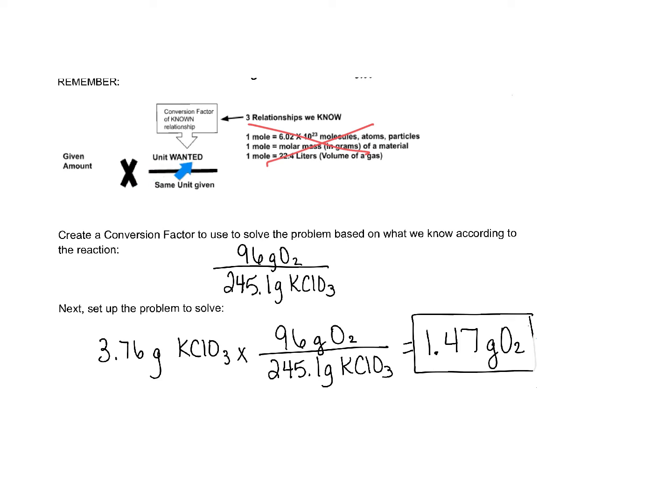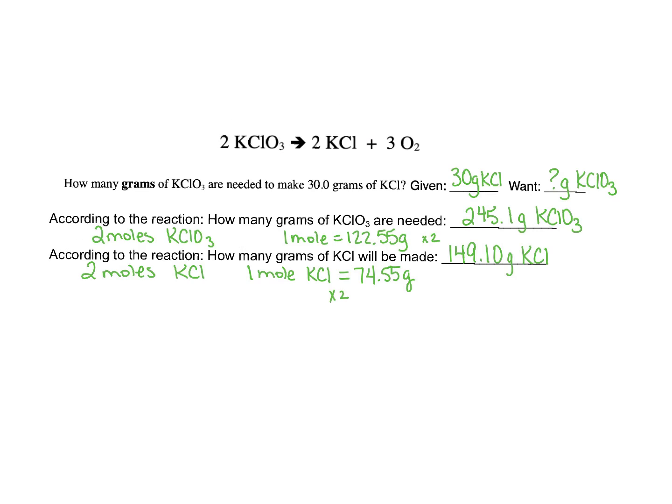And because we want to get to grams of oxygen, we're going to put our grams of oxygen on the top. And so when I take 3.75 times 96 and then divide it by 245.1, I get 1.47 grams of oxygen. Again, the first thing I want to do is identify what I'm given, 30 grams of KCl, and identify what I want to find.